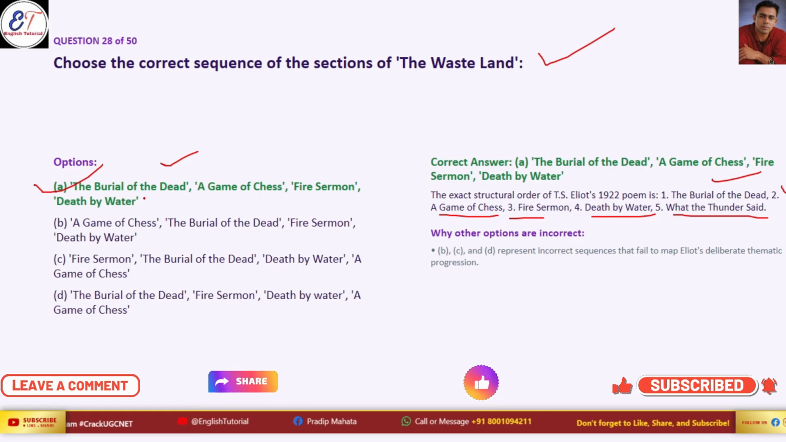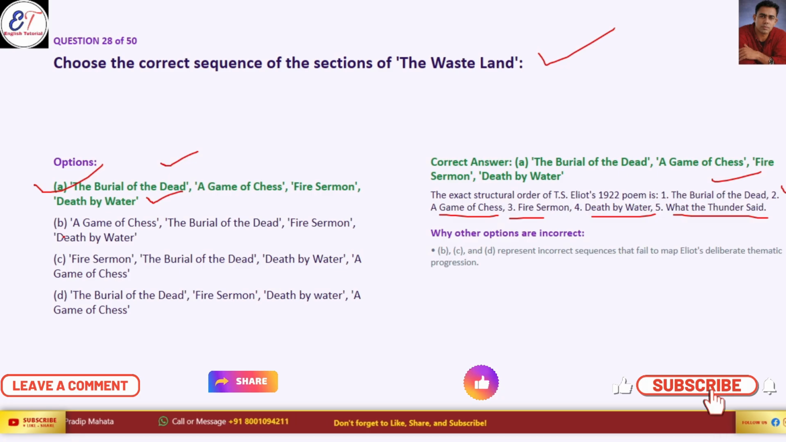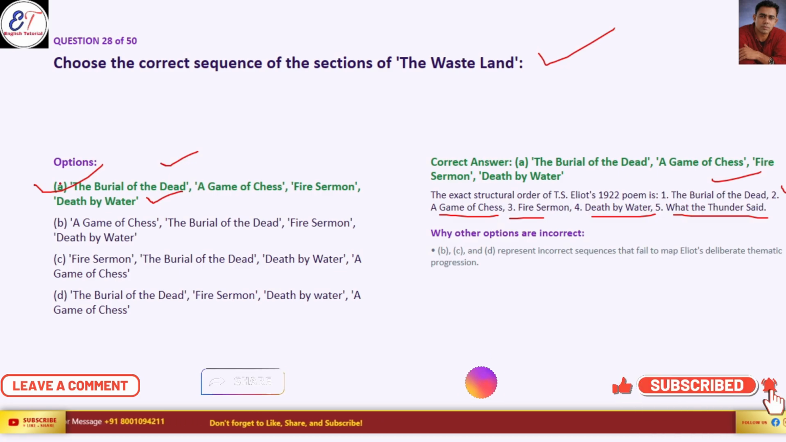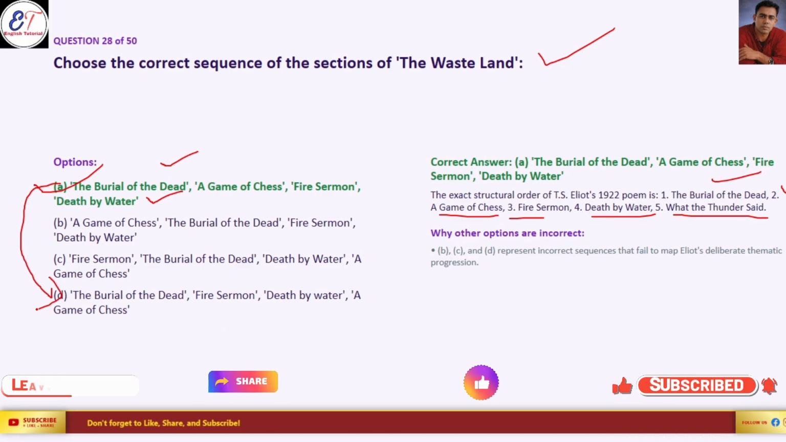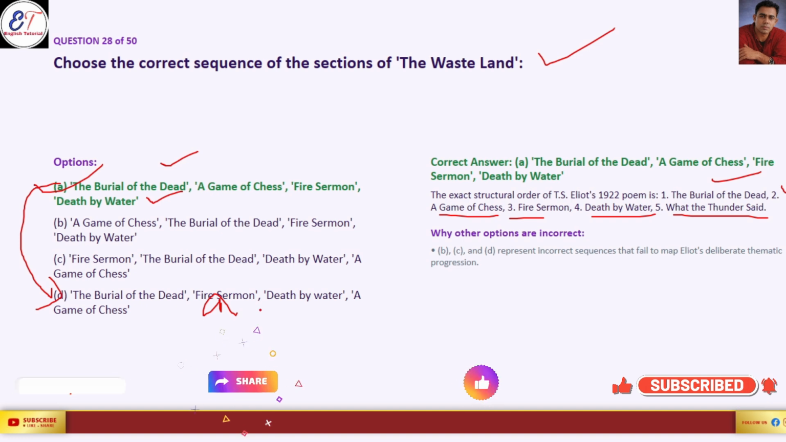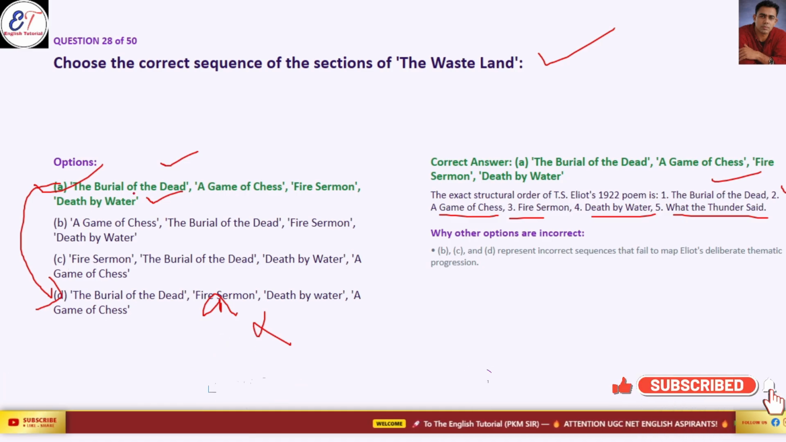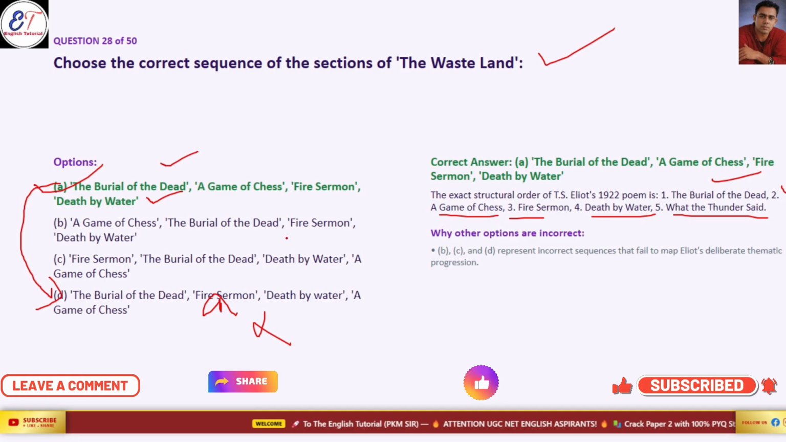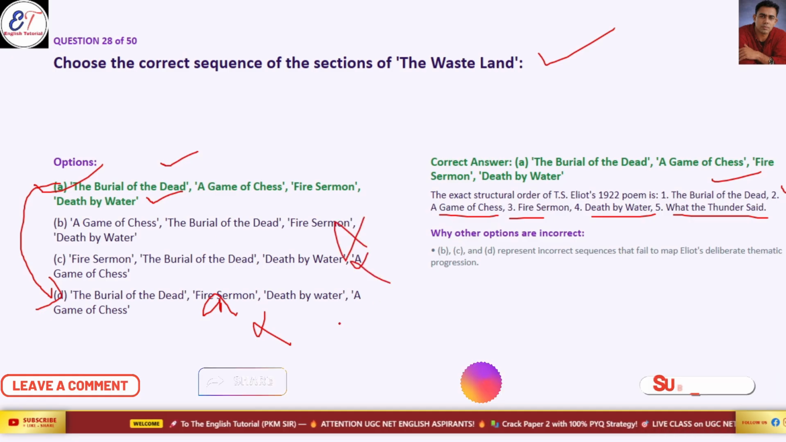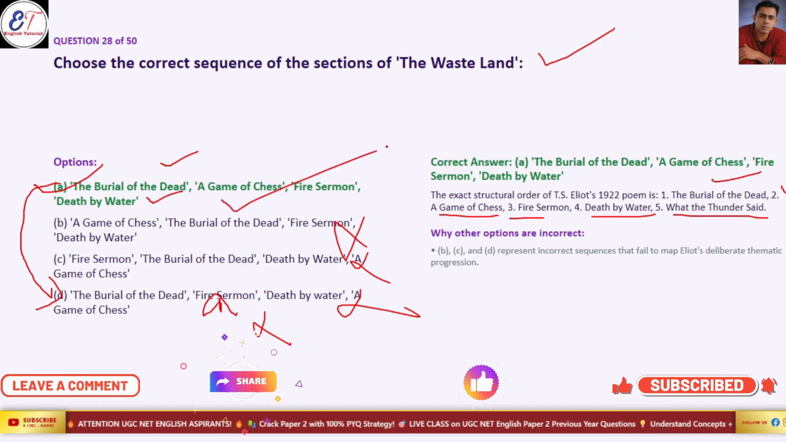These are the correct sequence. Now the first option A and D are the same, but after The Burial of the Dead, The Fire Sermon is given here, when it should be A Game of Chess. So this one is a wrong answer, and obviously this option does not start with The Burial of the Dead, so these two are also wrong. So option A is our correct answer.